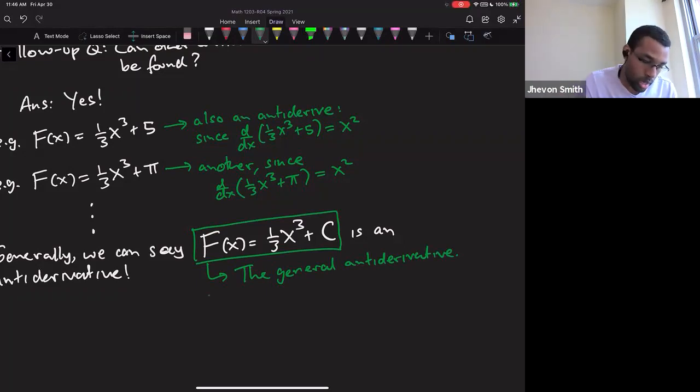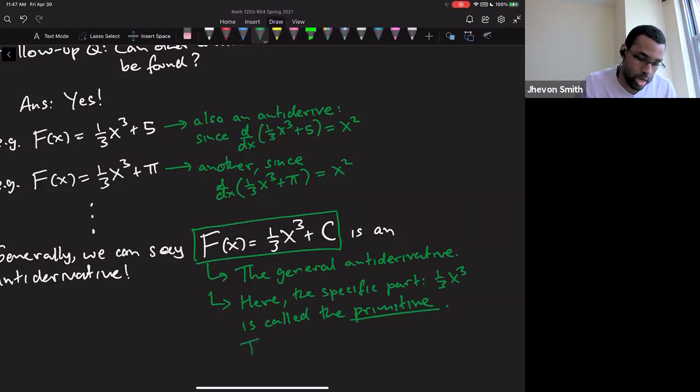And also here, the specific part, namely 1/3 x cubed, is called the primitive, and the c is called the arbitrary constant. It's called the arbitrary constant of integration, which we'll get to.